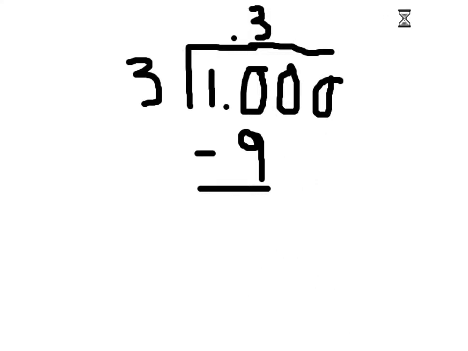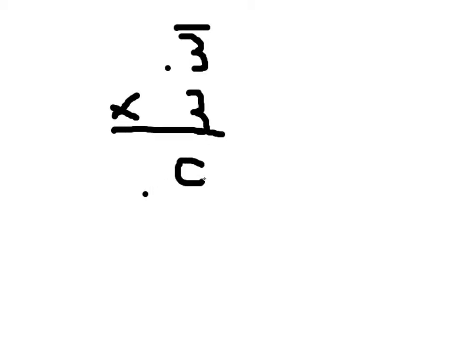So that would mean that 0.3 repeating equals 1/3, right? Well, then 0.3 repeating times 3 would equal 0.9 repeating.